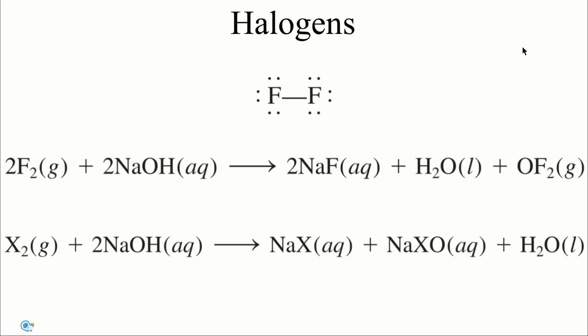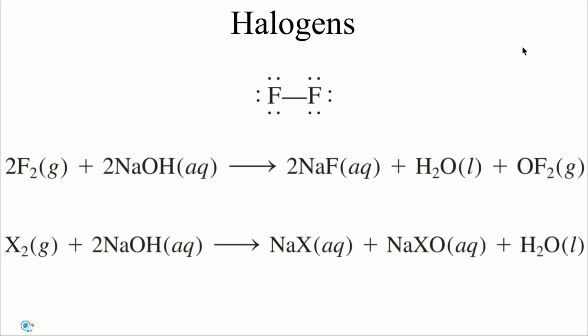Halogens. Halogens, fluorine, chlorine, bromine, and iodine are reactive nonmetals. Although all halogens are highly reactive and toxic, the magnitude of reactivity and toxicity generally decreases from fluorine to iodine.